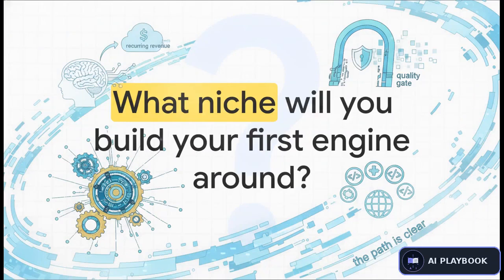So the path is pretty clear. Start with one niche, build one engine, and manage your quality gate meticulously until the system proves itself. The leverage is incredibly real, the tools are open source and ready to go, and the recurring revenue is absolutely there for those who architect it correctly. The only thing left to decide is your starting point. I want you to really think critically about your own expertise and the data ecosystems you already understand. What niche will you build your first engine around?